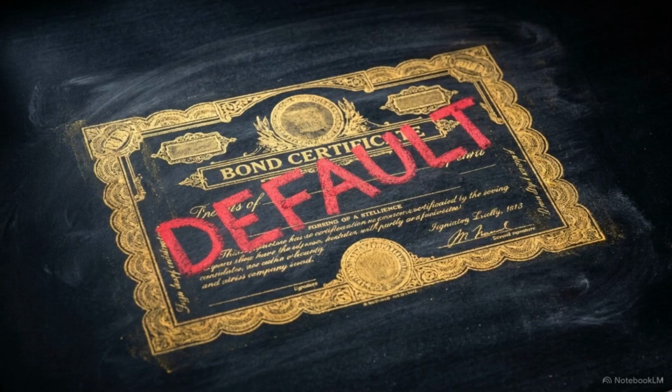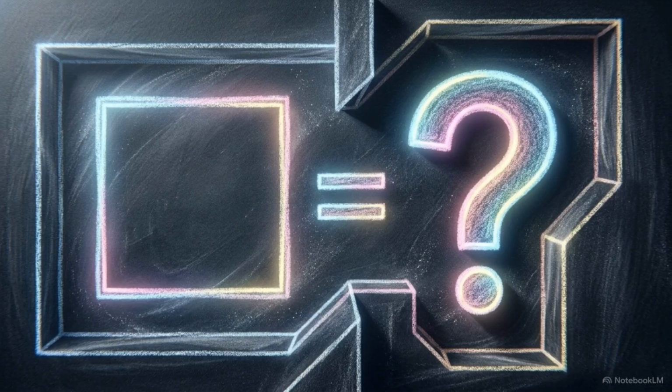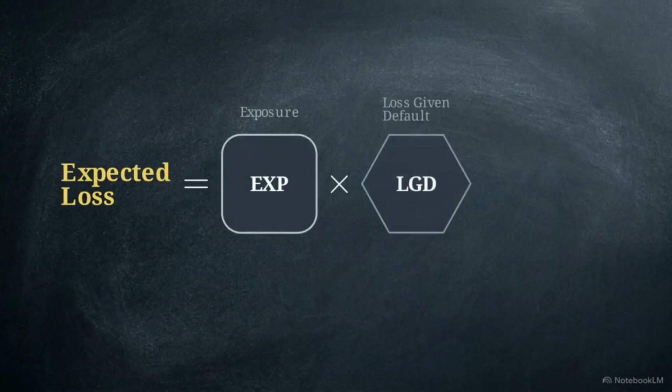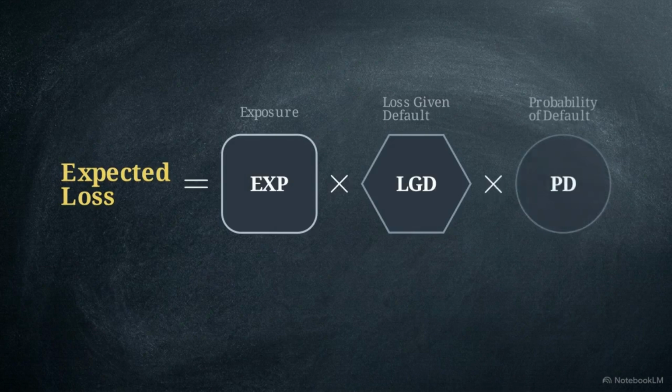Welcome to Challenge 5. Pricing embedded options perfectly won't save your portfolio if the issuer goes bankrupt. Can you define the specific formula used to calculate a bond's expected loss? Expected loss equals the total exposure multiplied by the loss given default, multiplied by the probability of default. It's important to remember that the loss given default is simply 1 minus your percentage recovery rate.